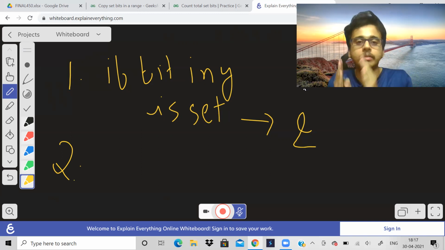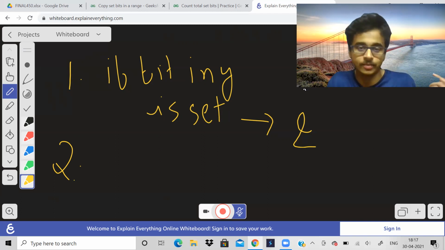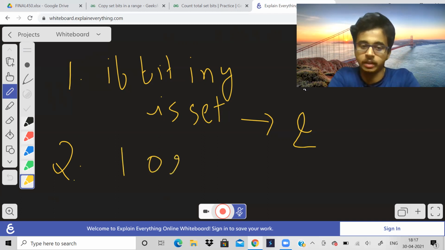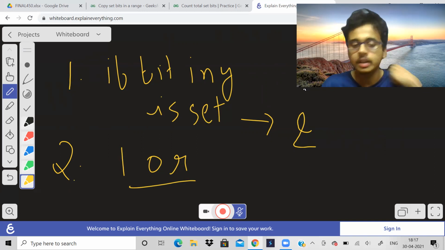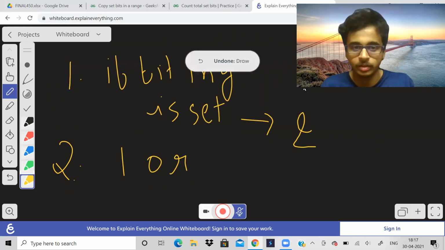After we find out a bit is set or not, and if it is set, then we have to set the bit in X. So how to set a bit? To set a bit, we have to use the OR operator. We can make use of the OR operator. How is this possible? Let us take an example for both of them.